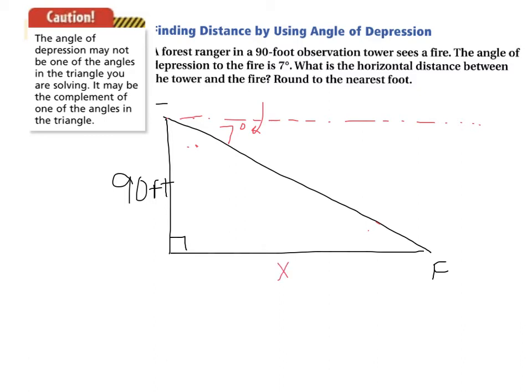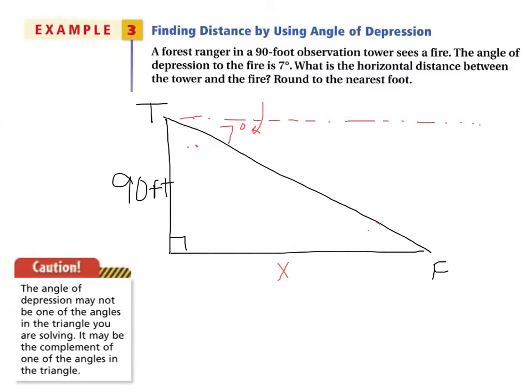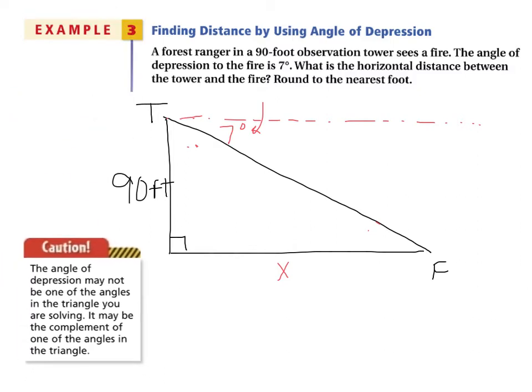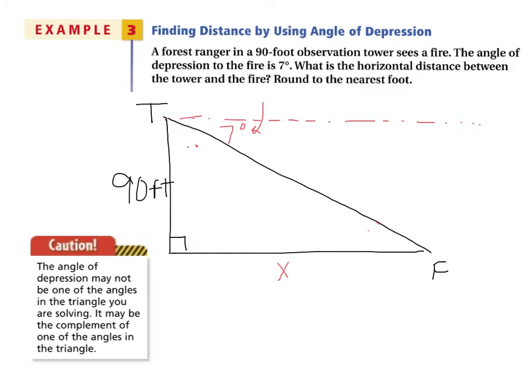So x would be a horizontal line. We want to know the horizontal distance between the tower and the fire. But here's what we should look at. This is x. This is what I want. Right here, the horizontal distance. We know this is horizontal. So that means if this is 7 degrees, this is also 7 degrees. Because why? Because they're alternate interior angles.